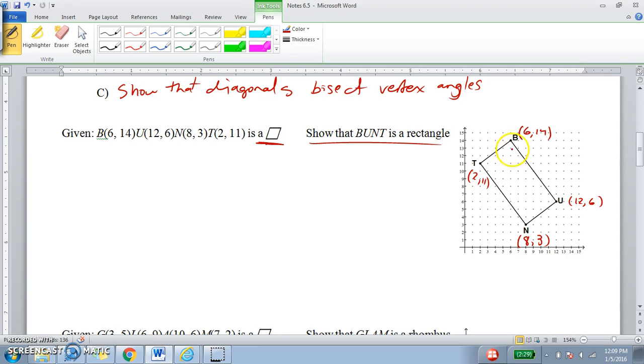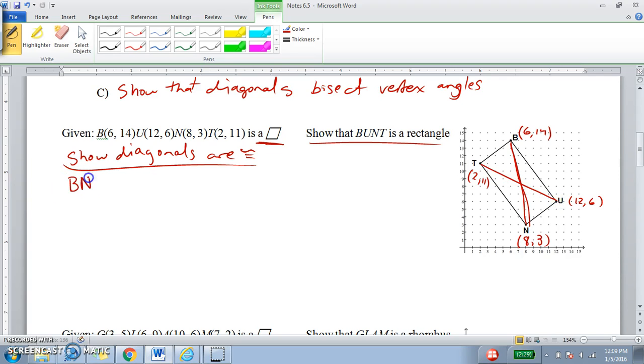We could also show that these are all 90-degree angles, but that would require us to find the slopes of all four of these things and then compare all four of them together. If we want to show the diagonals are congruent, we only have to find two things. So we will go that route. All right, so we need to find the length of the diagonals in order to say whether or not they're congruent. So we need this one and this one.